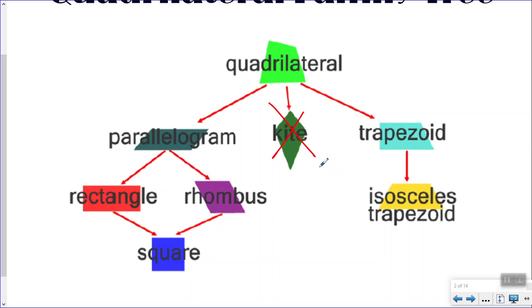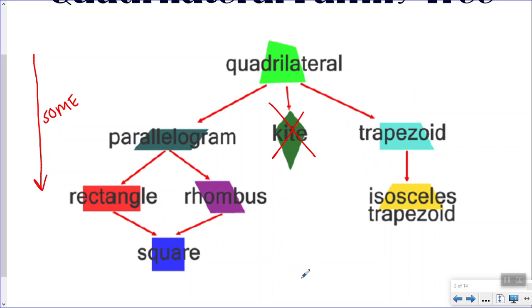When we look at the family tree, we can use the tree to make determinations about which shapes belong to which group. And as I move down the family tree, that's going to be where we use the word some. So I would say that some quadrilaterals are parallelograms, but not all of them, because we've got these guys over here. Some rectangles are squares.